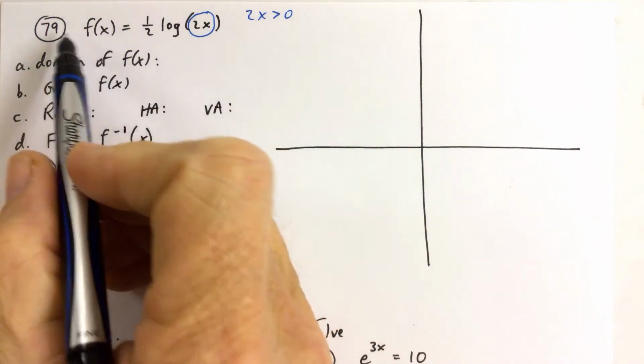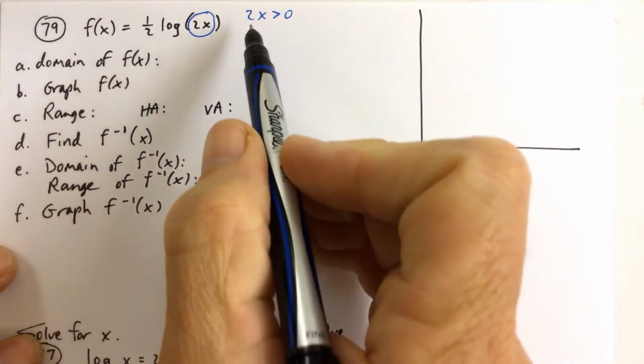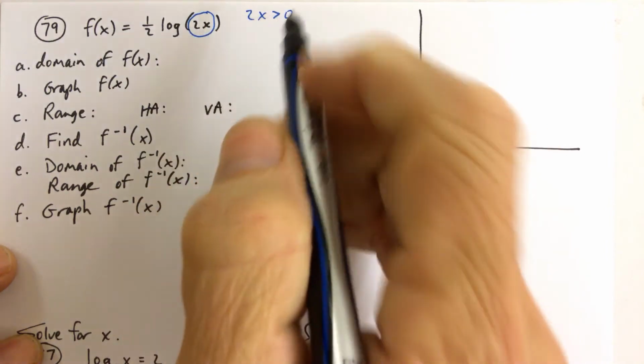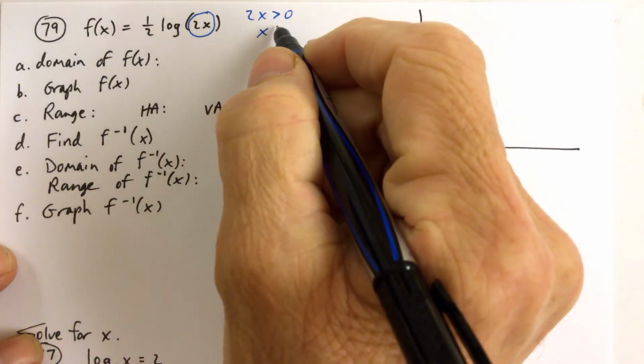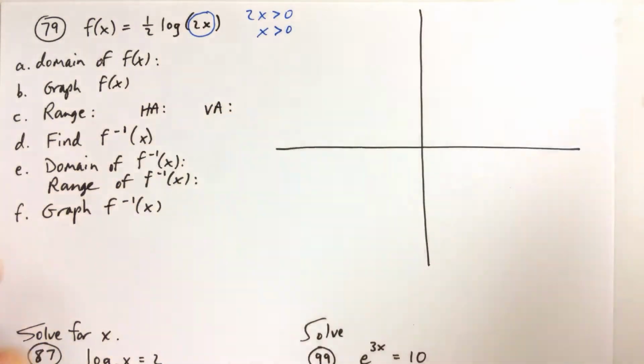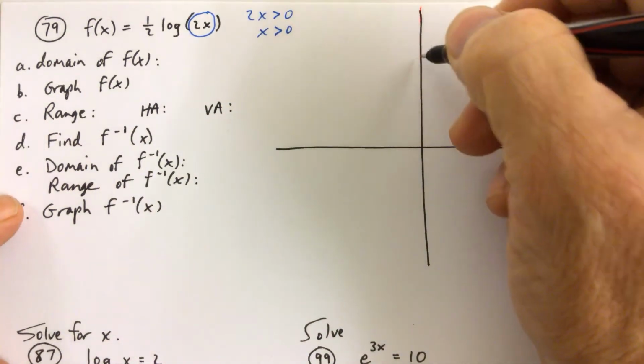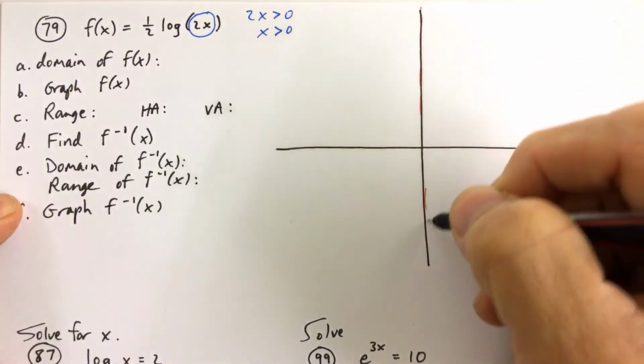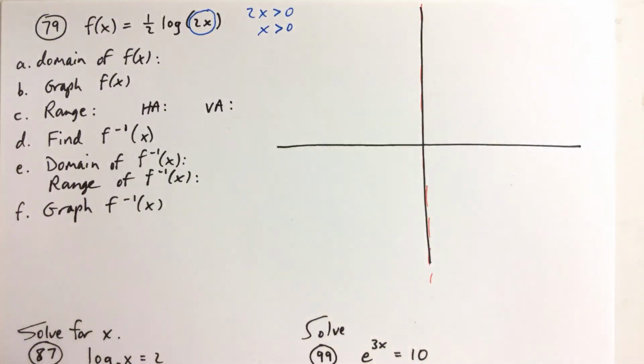For part A here in problem 79, finding the domain, we want to make sure we set the argument greater than 0, and the only way that the 2x is greater than 0 is if x is greater than 0. So we would have a vertical asymptote at x equals 0, so basically the y-axis.